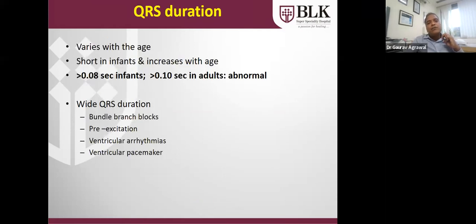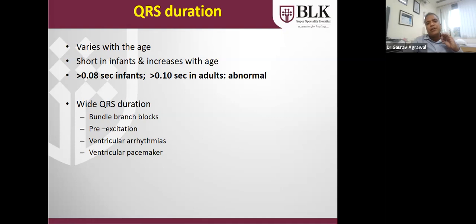QRS duration varies with the age. It is short in infants and increases with the age. In infants, if it is more than 0.08 second, it is abnormal. In adults, if it is more than 0.1 second, it is abnormal. Wide QRS duration is generally seen in pre-excitation, bundle branch block, ventricular arrhythmias, and ventricular pacemaker.